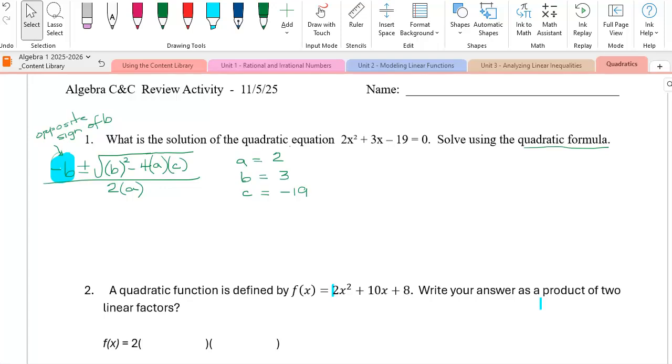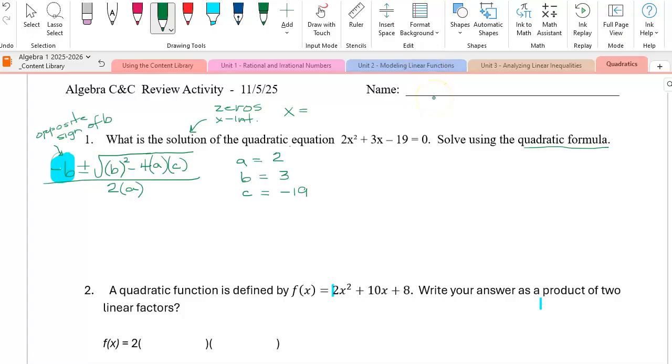All right, this is the practice activity we did in class today to help prepare you for the quiz tomorrow. So let's look at problem 1. Problem 1, the first sentence says, what is the solution of the quadratic equation 2x squared plus 3x minus 19 equals 0? When we see the word solution, I want you to think of your answers, your x-intercepts, your zeros. All these words, zeros, x-intercepts, okay? So x equals is what we should get, okay?